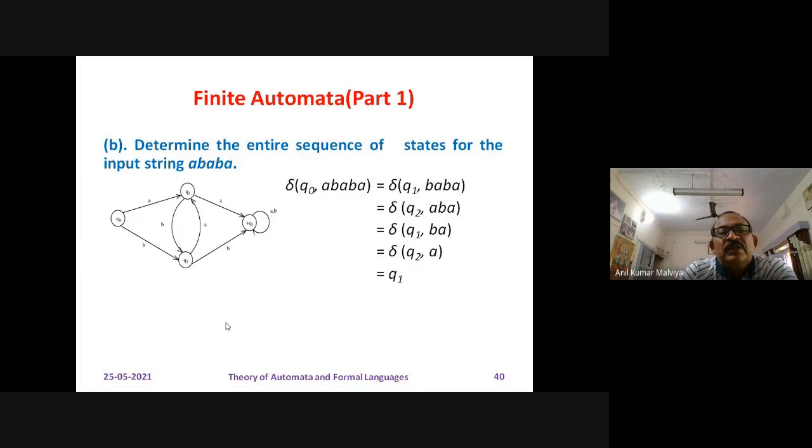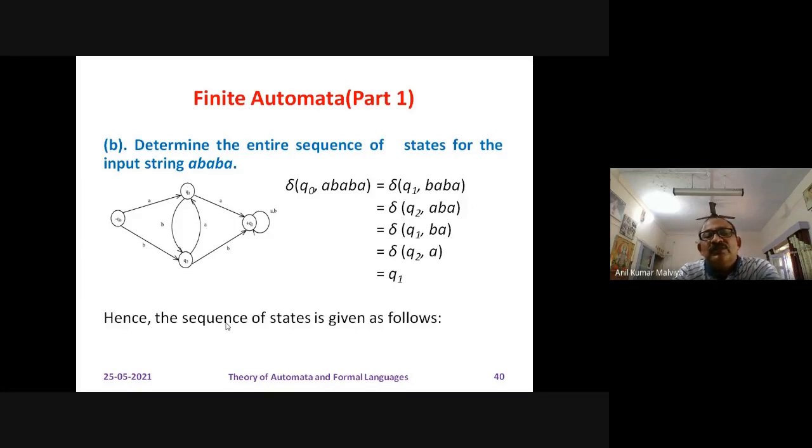Okay. The sequence of states are, you can say, machine starts from state Q0, then it goes to state Q1, followed by Q2, followed by Q1, again Q2, and next is Q1. In the final configuration, machine in state Q1.